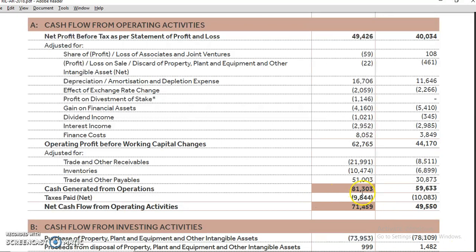Here it is 81,000, and then we paid the taxes out of this, net $9,000. Now the cash from operating activity is 71,000. You see the net profit shown in the profit and loss statement is 49,000, while the cash actually generated from operations is 71,000, which is far better. The primary reason here is the increase in the trade payables and also the increase in the depreciation.